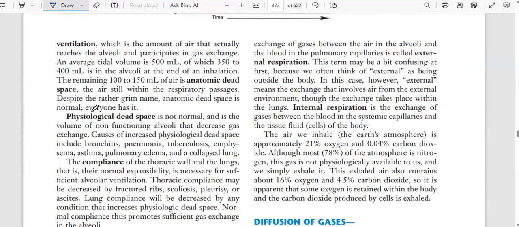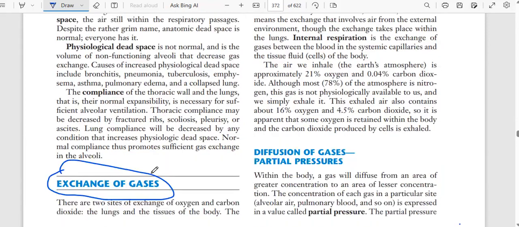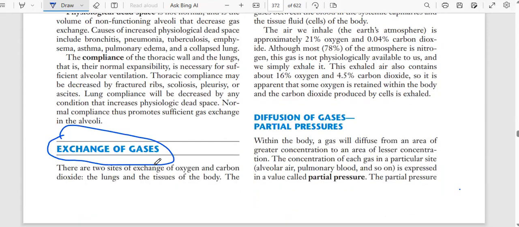It is due to the damage of any part of the lungs. Okay. Now we'll talk about exchange of gases.